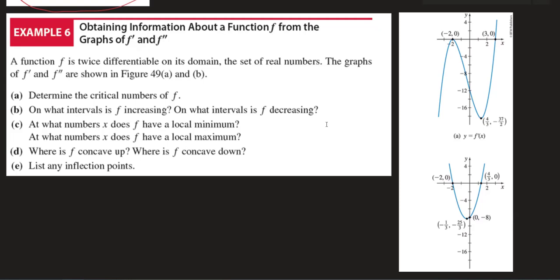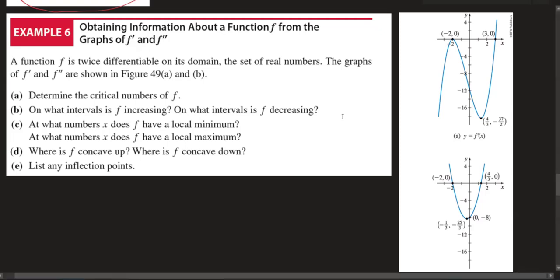A function f is twice differentiable on its domain, the set of real numbers. So we know it's differentiable, which means it's continuous. Since the second derivative exists because it's twice differentiable, we know the first derivative is continuous. And they gave us the graphs anyway, so we have some information. So for part A, we want to determine the critical numbers of f.